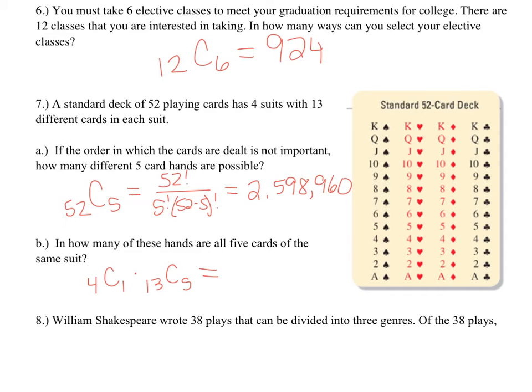And if you type that in, you should find that there's 4 options for the suits, which you know. And then there's 1,287 ways you can choose 5 things from a group of 13 things. So if you want both to happen at the same time, we use that fundamental counting principle, and we multiply 4 times 1,287, gives us 5,148 different ways that we could choose 5 cards of the same suit.